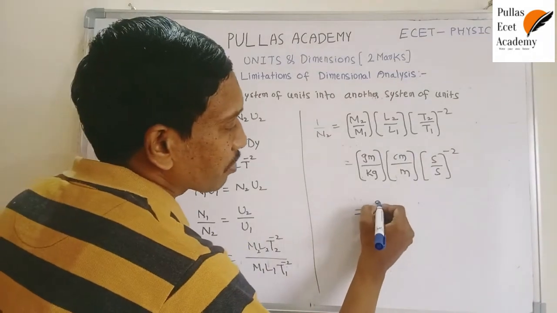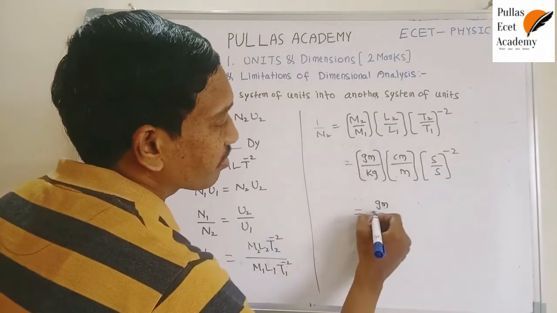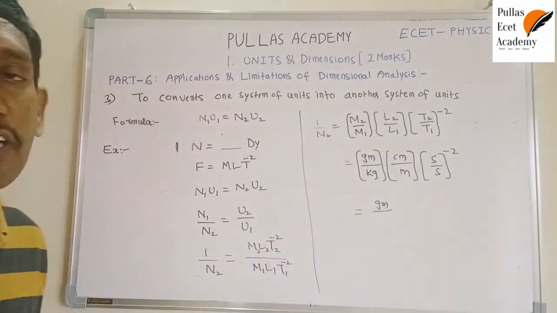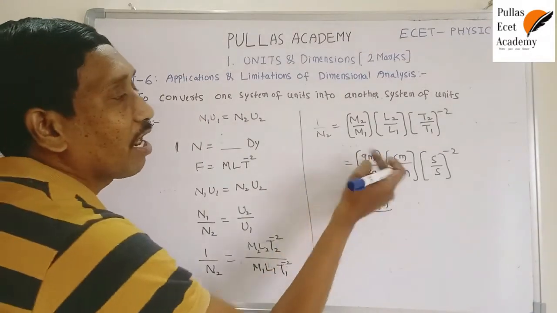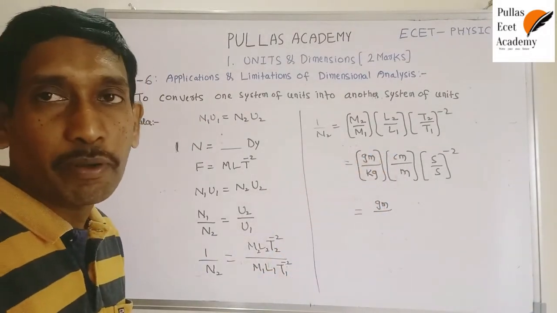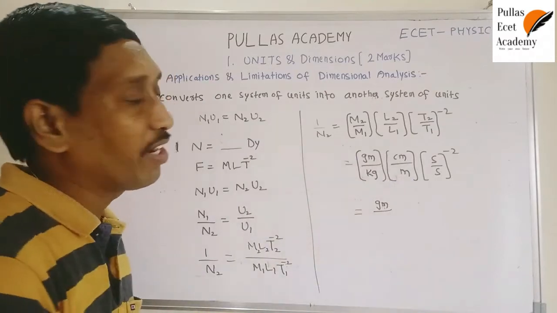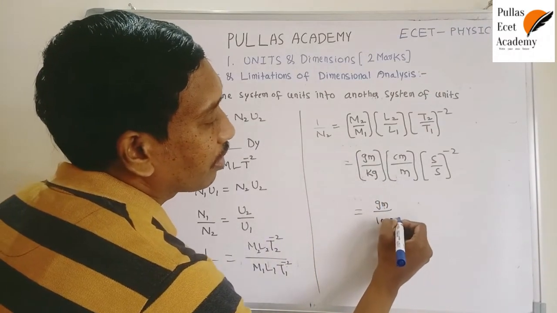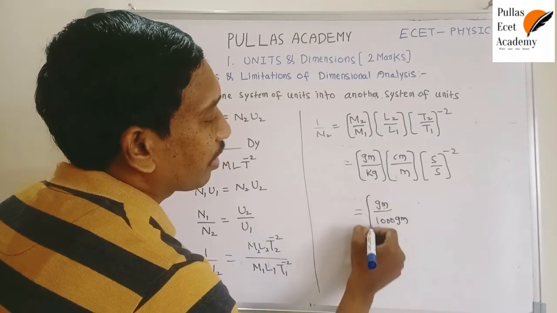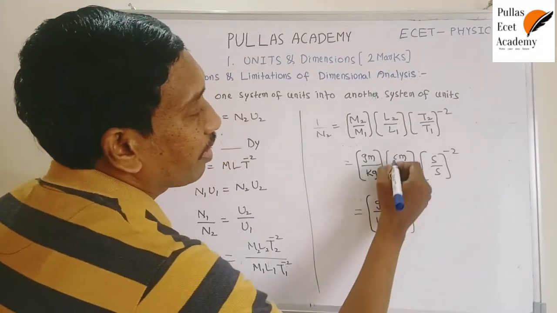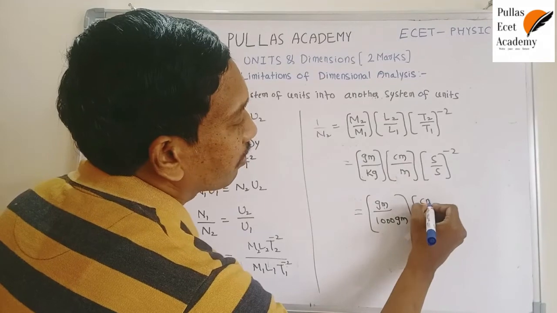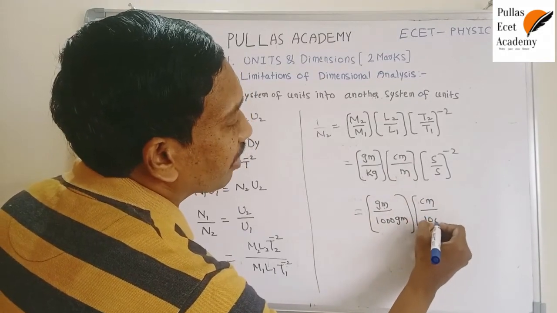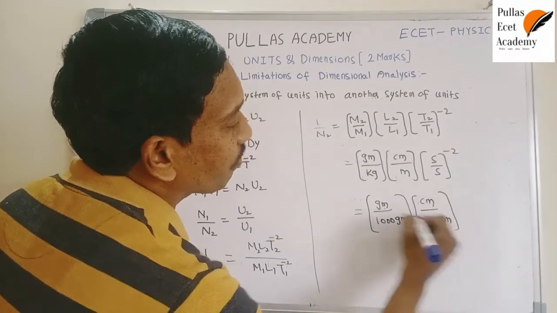How is it possible to simplify? Here gram is written as it is. Kilogram can be written in terms of gram, or gram in terms of kilogram, either is possible. So 1 kilogram is equal to 1000 grams. Next, centimeter by meter: 1 meter is equal to 100 centimeters. In this way we have to simplify.